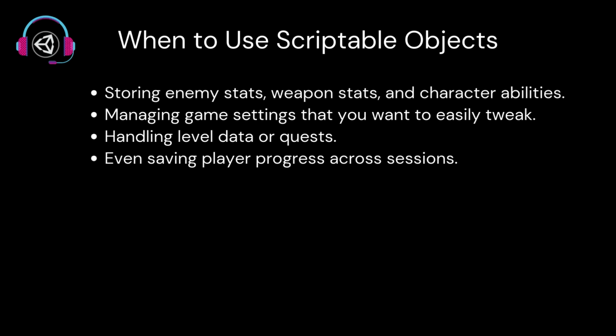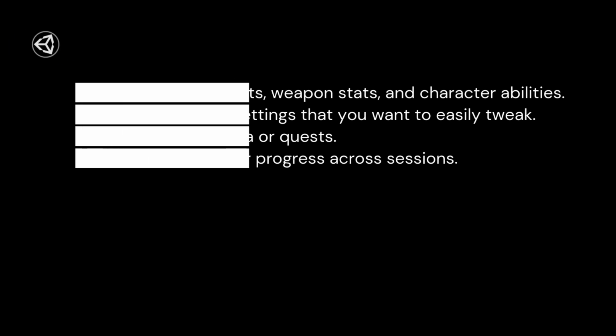Wrapping up, scriptable objects are an absolute game changer in Unity. They keep your code clean, organized, and modular, making your life a whole lot easier when managing data across your game. Whether you're building enemies, weapons, or even managing game settings, scriptable objects help you keep everything tidy and efficient.